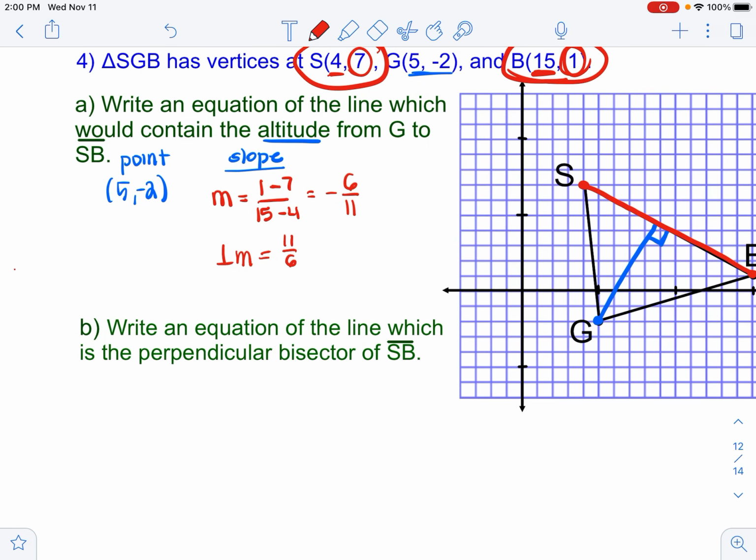So now I can write my equation of my line. y minus, remember this is x1, this is y1, a negative 2, so that turns into plus 2, equals m, 11 over 6, times x minus 5.